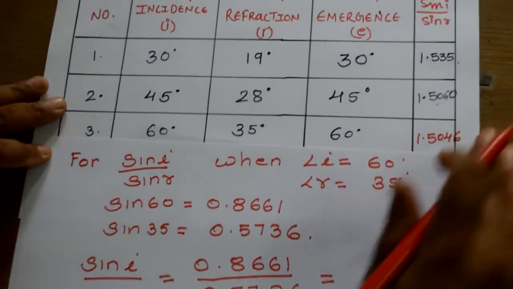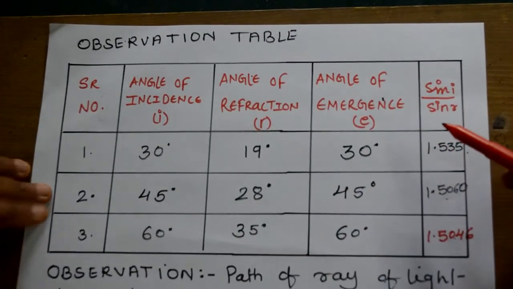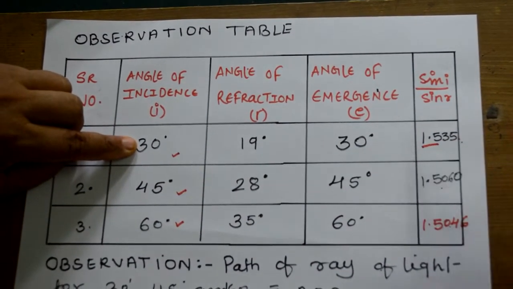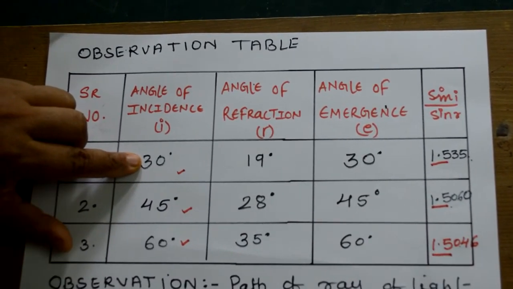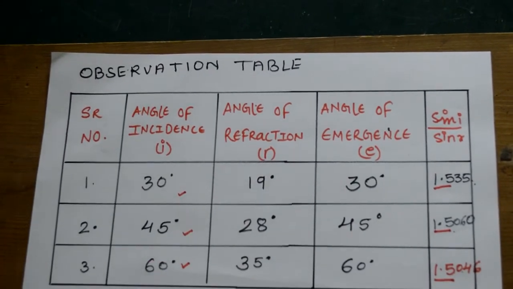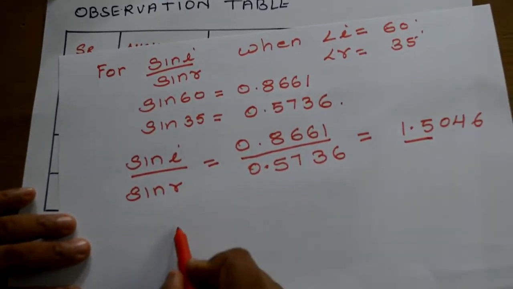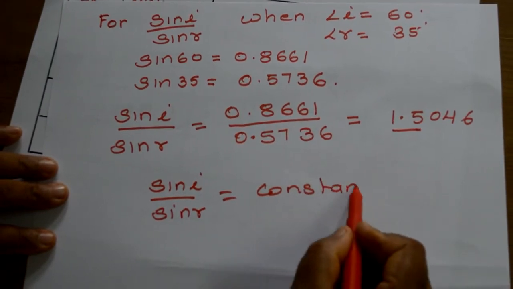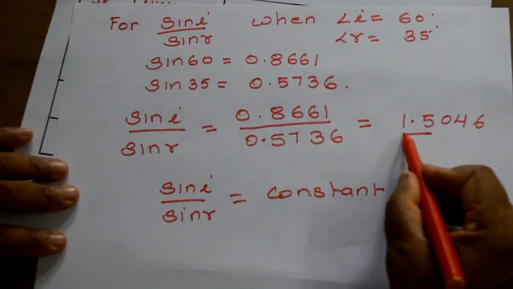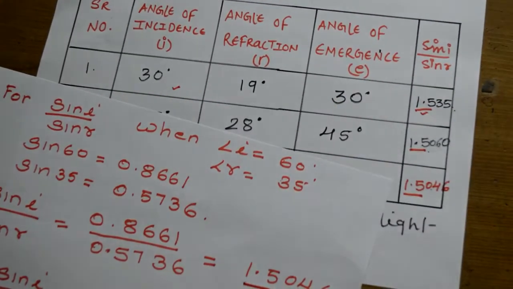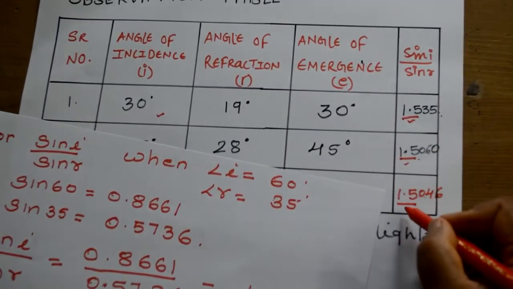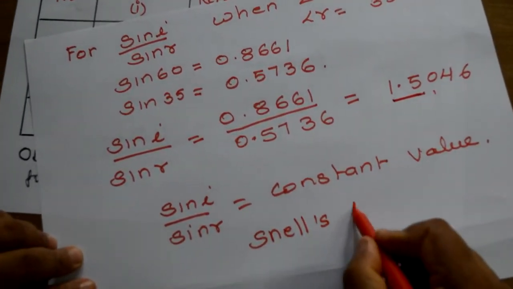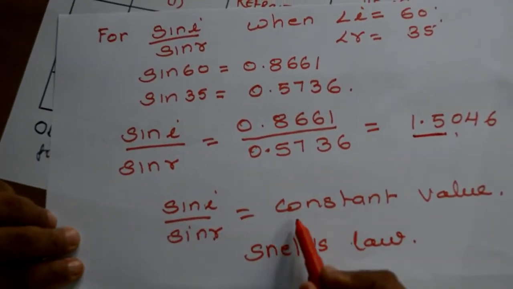See here children, every time you increase the angle, sin I upon sin R is 1.5. So sin I upon sin R is equal to a constant value. We got a constant value every time, that is 1.5 only, in every case: 1.5, 1.5 and 1.5. So this is Snell's law. Sin I upon sin R remains constant.